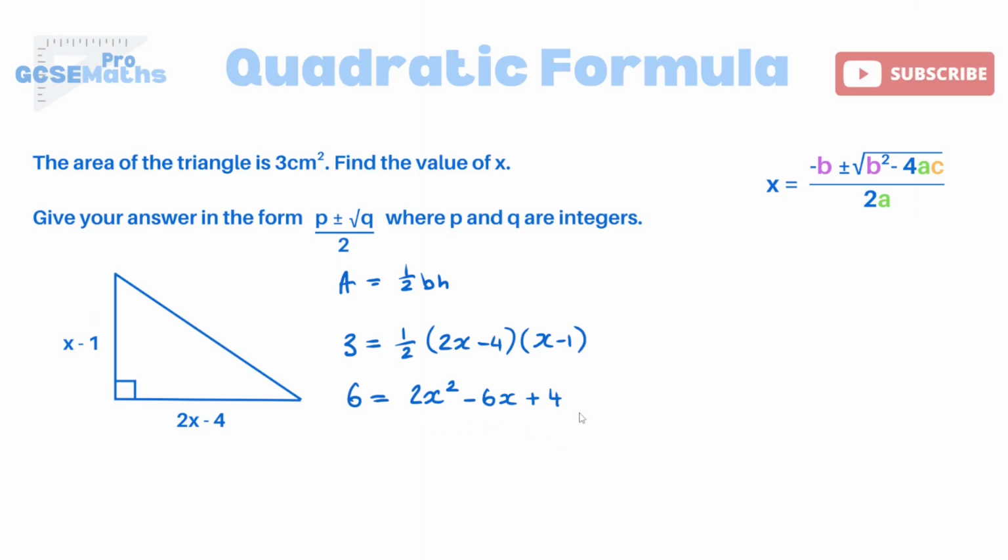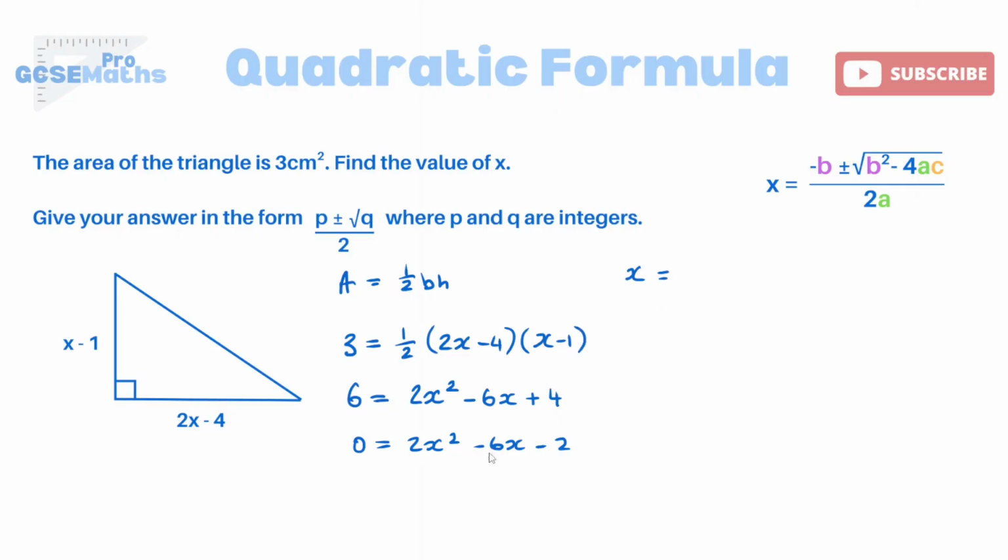Now, we said before that to solve quadratics, we need to have everything on one side, so move the 6 across. So we've got 2x squared minus 6x minus 2. Now, you could simplify that if you want. Technically, it's all divisible by 2, but because we're using the quadratic formula, I probably wouldn't bother. If I were to factorise, I would probably simplify that first, but I'm not going to.